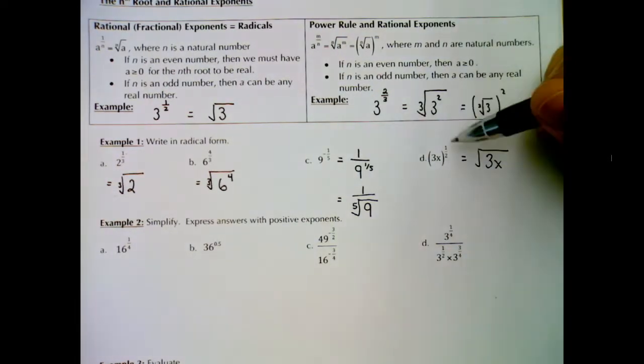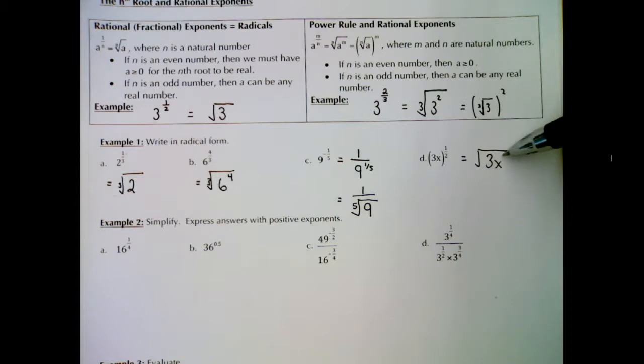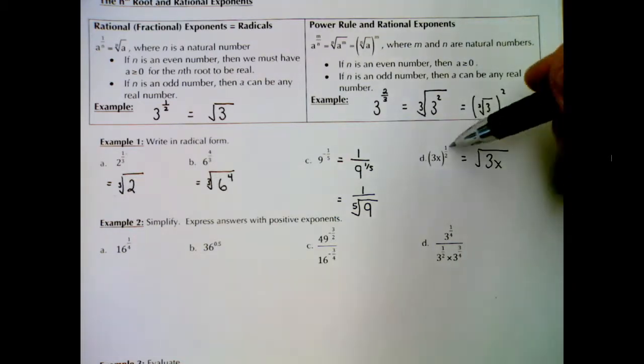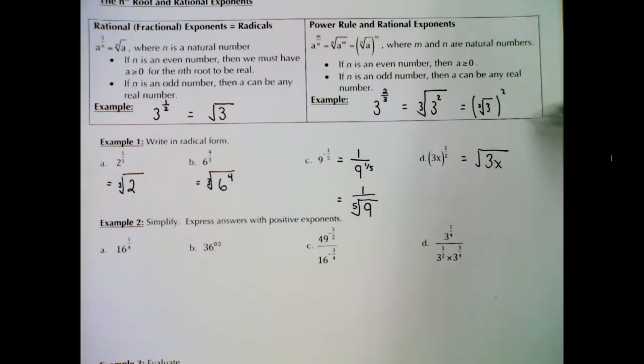Now, if the numerator was something other than 1, we'd have to put that in brackets and raise it to that exponent, or put the whole thing in brackets and raise it to that exponent. But since it's 1 in the numerator, we don't have to write that exponent.